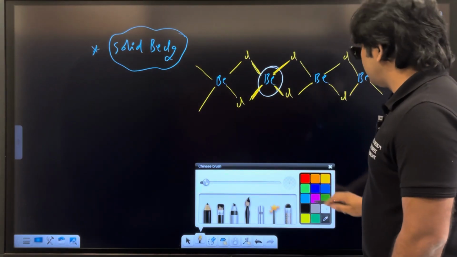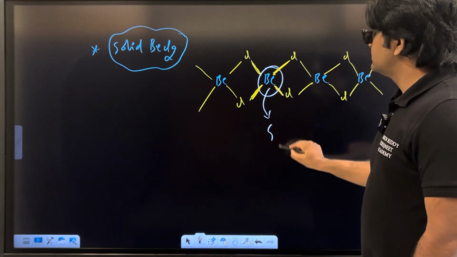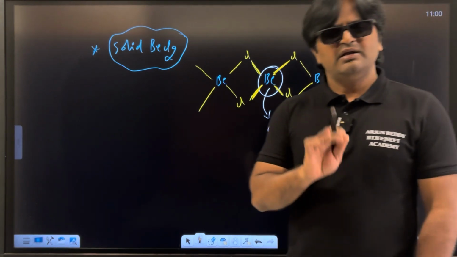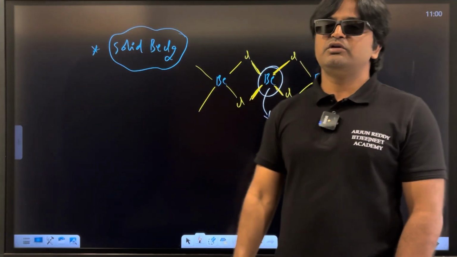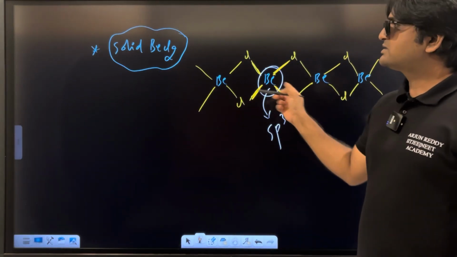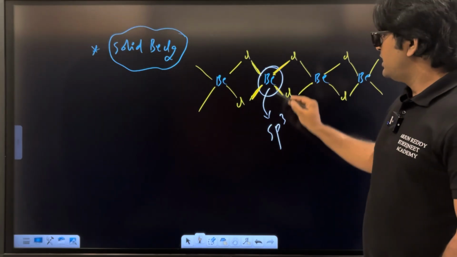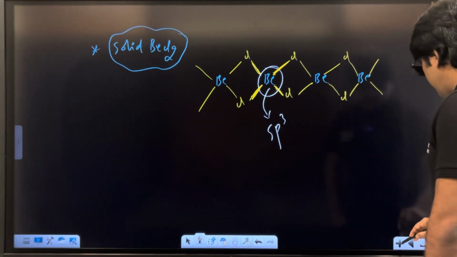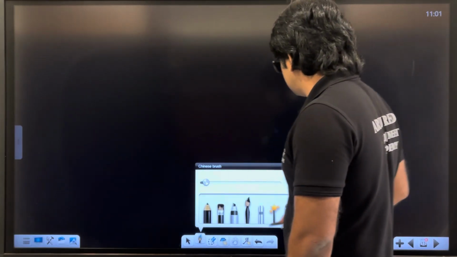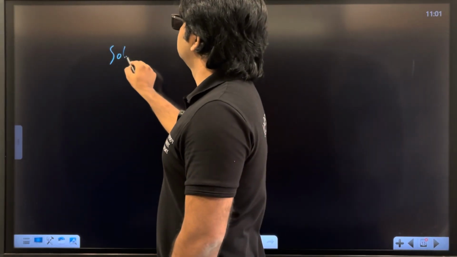These are the exception molecules. Now what is the hybridization? sp3. Normal BeCl2 is sp2 hybridization, but for solid BeCl2, now this one is the structure of solid BeCl2, and what is the hybridization of beryllium? sp3 hybridization. Come to another important exception, that is solid PCl5.